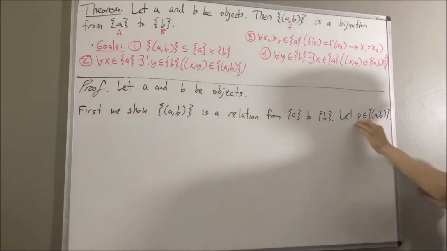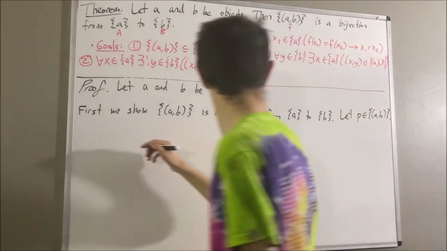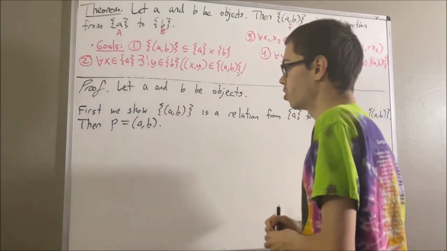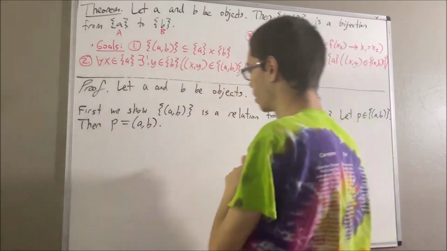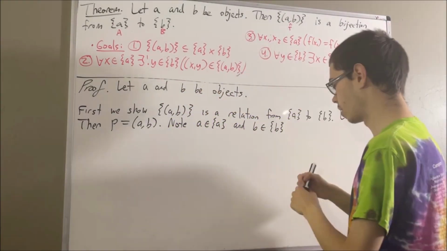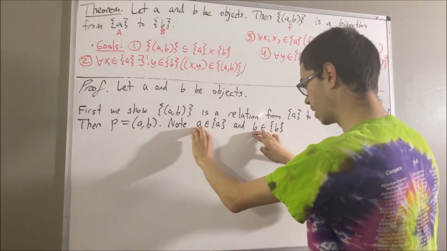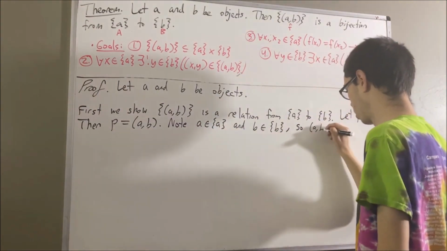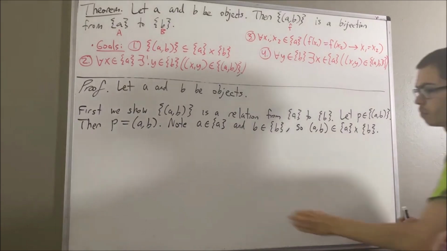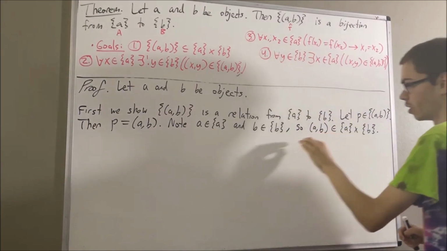Now to start, since P is an element of a singleton set, P must be equal to the object in the singleton set. So P is equal to the ordered pair A comma B. And we know that A is an element of the singleton set of A, and B is an element of the singleton set of B. And by definition of the Cartesian product, this means that A comma B is an element of the Cartesian product singleton set of A times the singleton set of B. But since P is equal to the ordered pair A comma B, we can replace the ordered pair A comma B here with P.